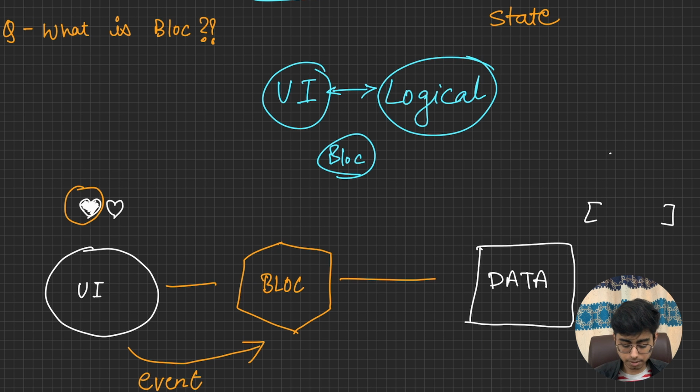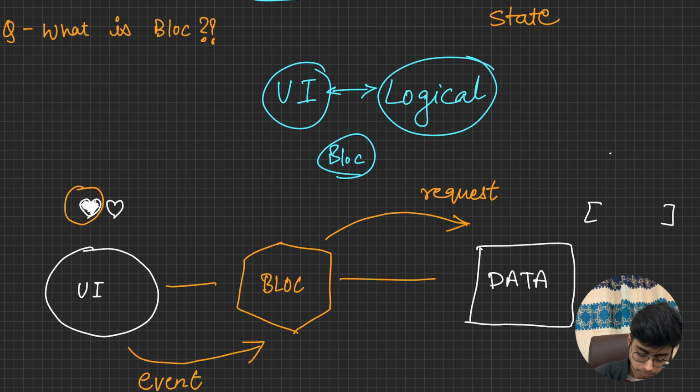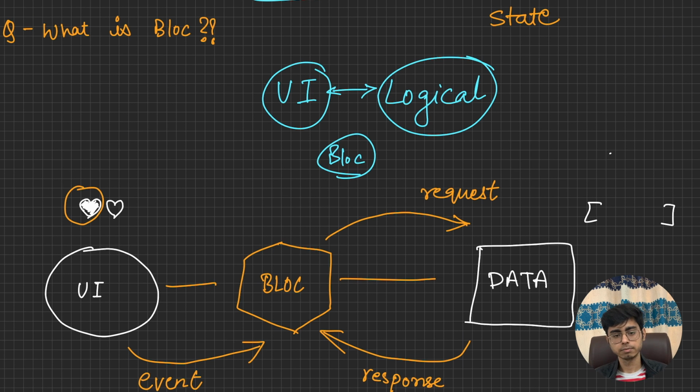So as soon as the event is sent to the bloc, this bloc will send a request to my data. Hey, something has happened, so I need to update the data, right? As you know, a server takes a request and returns a response, right? So a response will be sent back to the bloc. As soon as this bloc receives a response, let's say we got a 200 response, that is a success response, that the data is successfully updated, that Akshit has liked a certain post. Then this bloc will send something back to my UI.